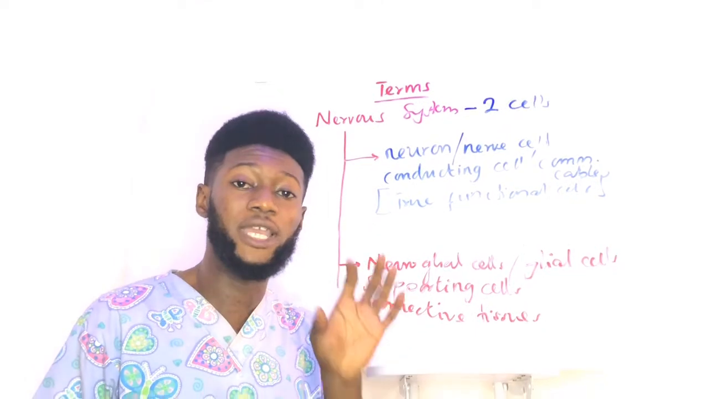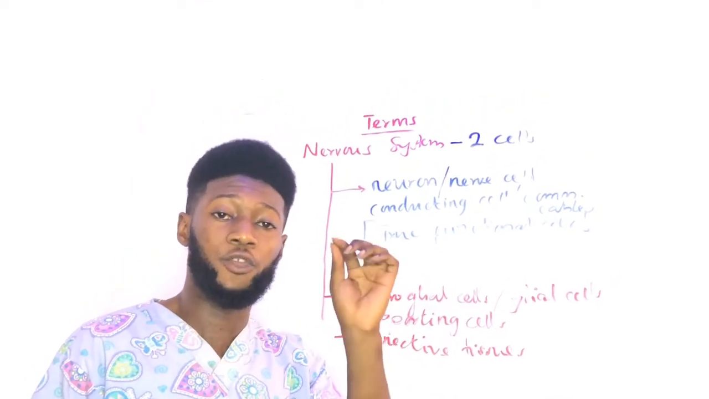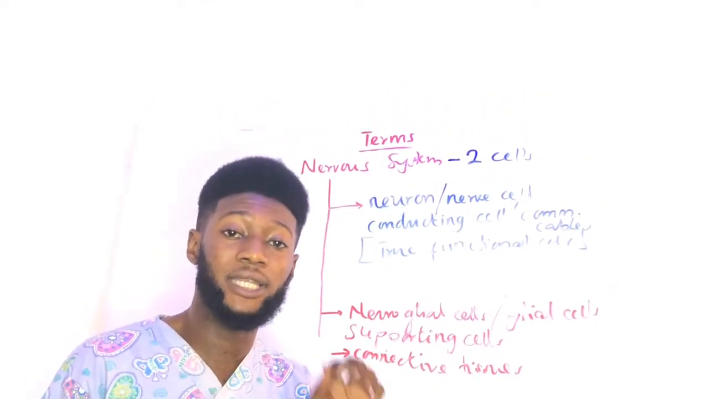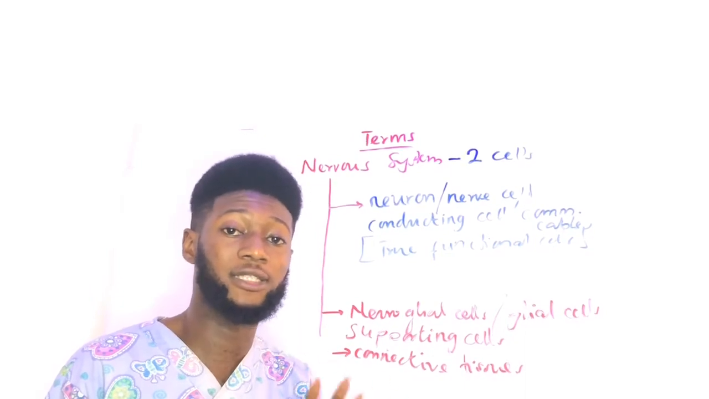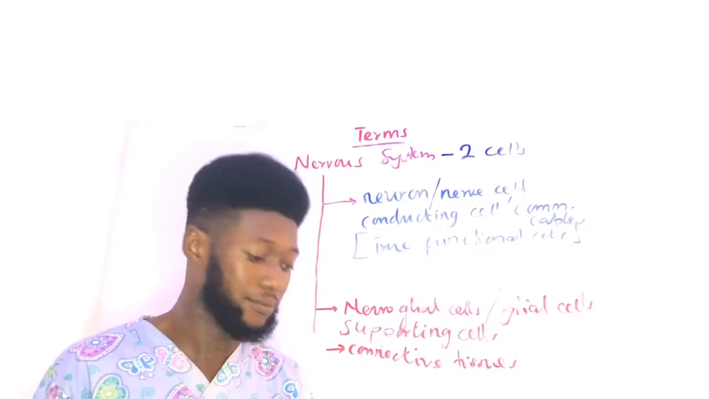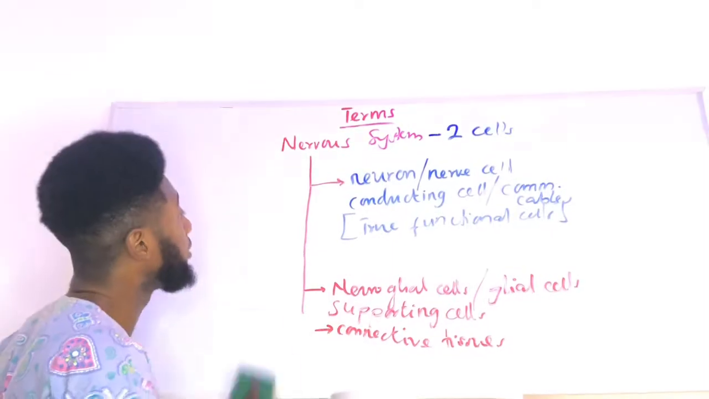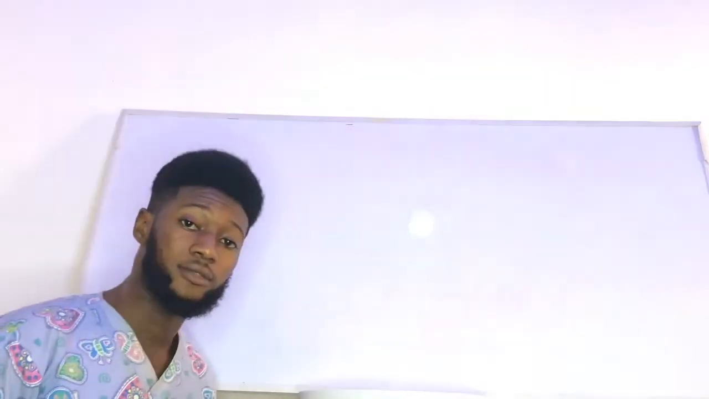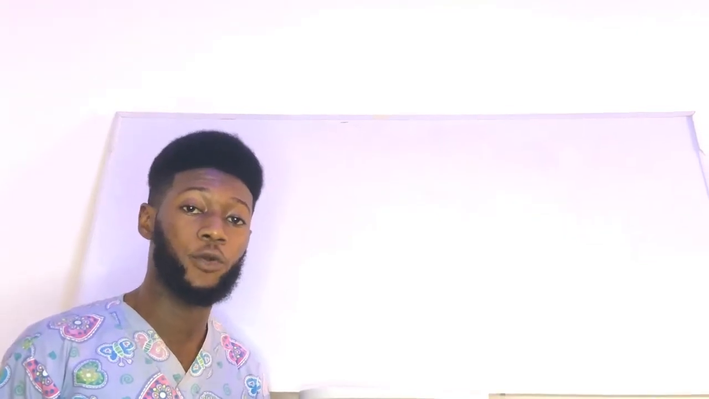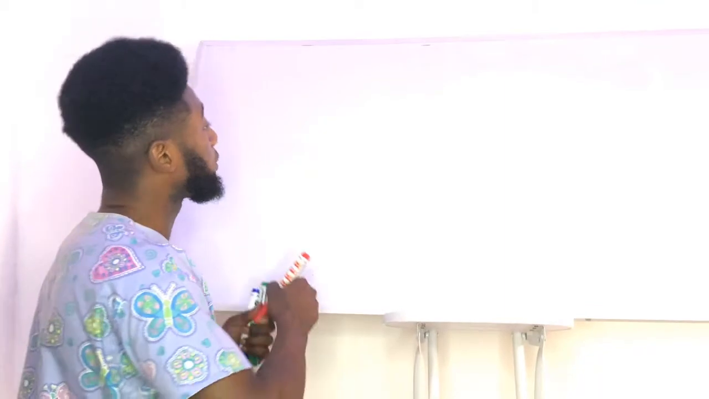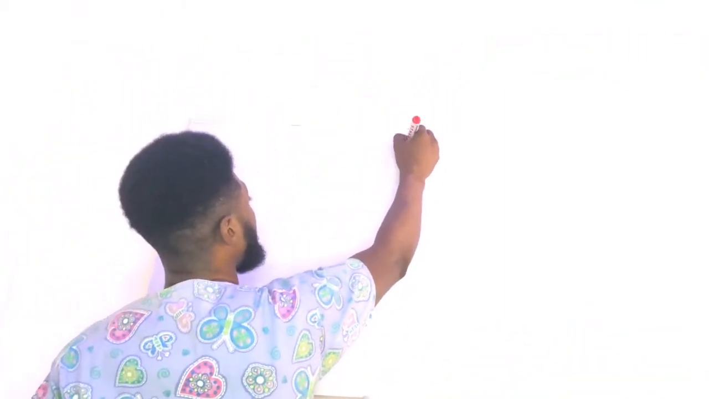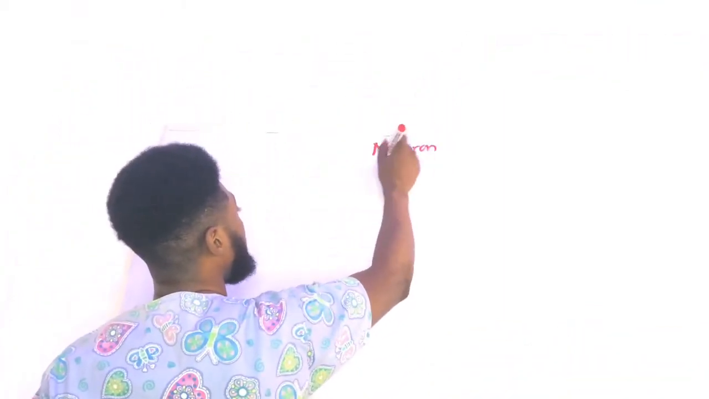Then we will go deep, looking at the difference between gray matter, white matter, nerve, ganglia, and all that. Then I think that'll be all for this lesson. So let's look at the neuron. So neuron, that is the true functional cell, right?